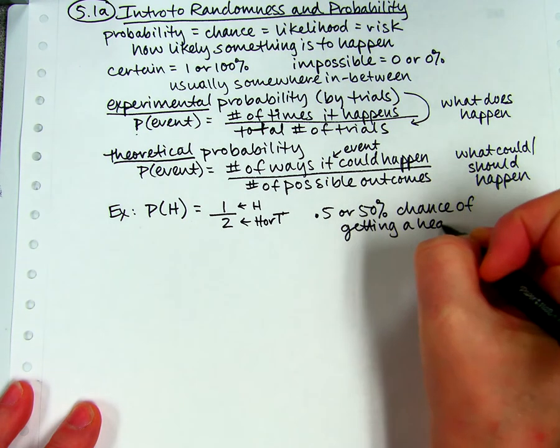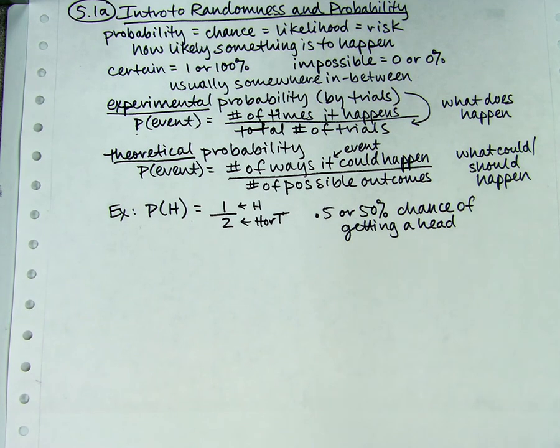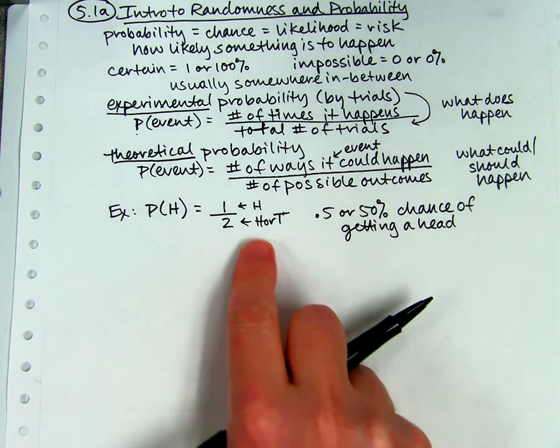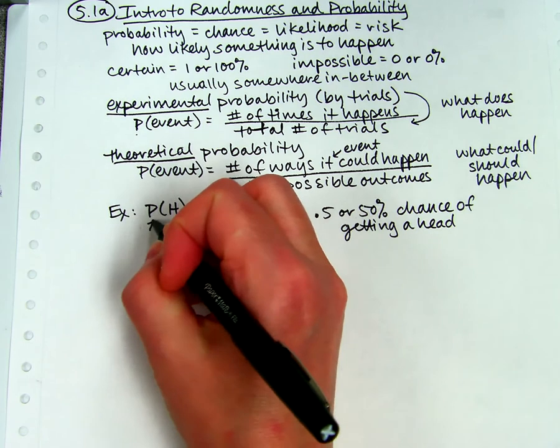And that's, of course, if you assume that the chances of it landing on its side are so close to zero that we can ignore them. Or I suppose there's a tiny little chance that your coin will roll down into a crack in the sidewalk and never be seen again, and then we wouldn't know which way it landed. We're going to ignore all those itty bitty probabilities and say there's a half a chance that it will be a head and half a chance it will be a tail. That's a theoretical probability.